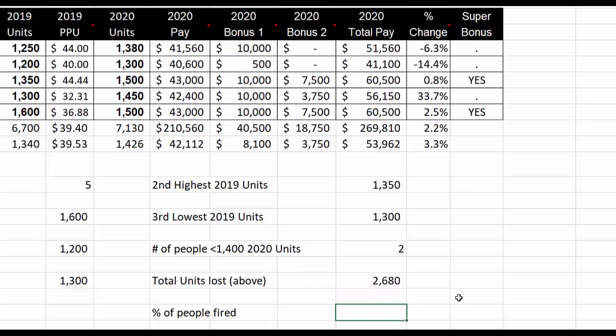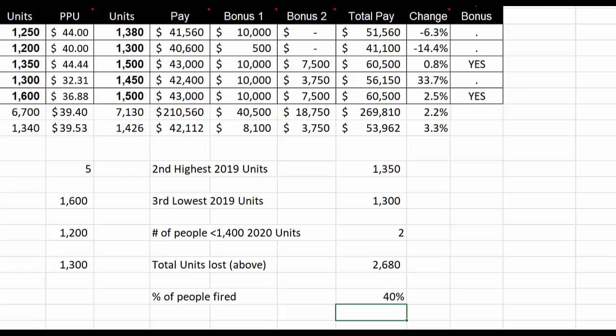What percentage of my people are we going to fire? So this is not new. This is what? Just look at it. I have 2 I'm firing out of 5. Now thank God we have the number 5 here, right? So it's simple. I can do 2 divided by this 5. It's 40%.